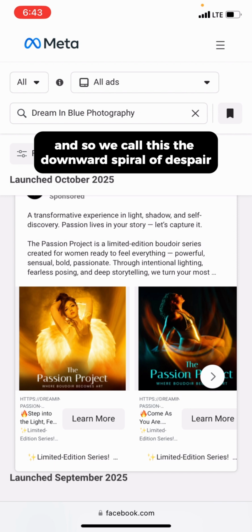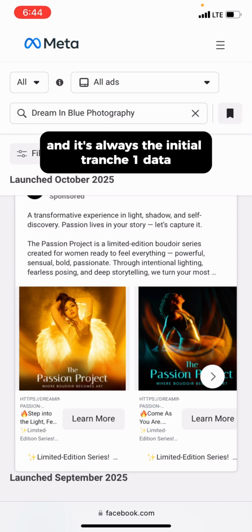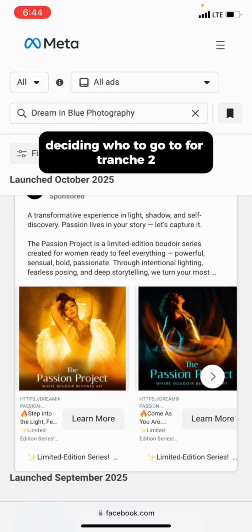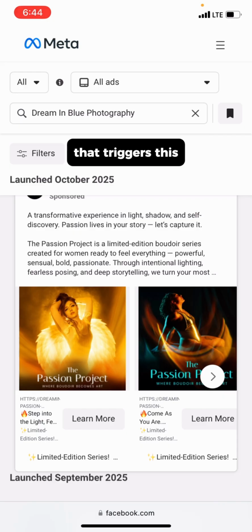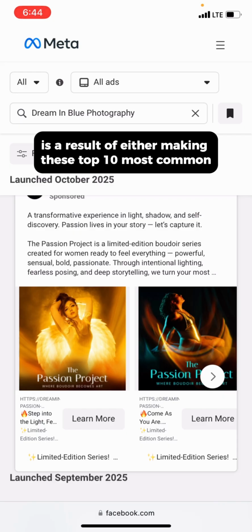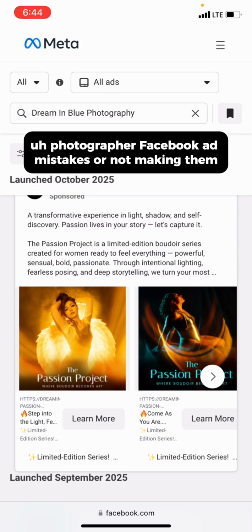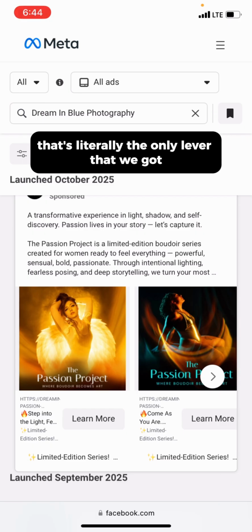And so we call this the downward spiral of despair, and it's always the initial tranche 1 data that's fed back into the Meta algorithm, deciding who to go to for tranche 2, that triggers this. But the tranche 1 data is a result of either making these top 10 most common boudoir photographer Facebook ad mistakes or not making them. That's literally the only lever that we've got.